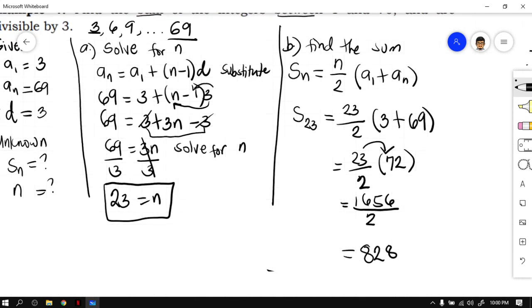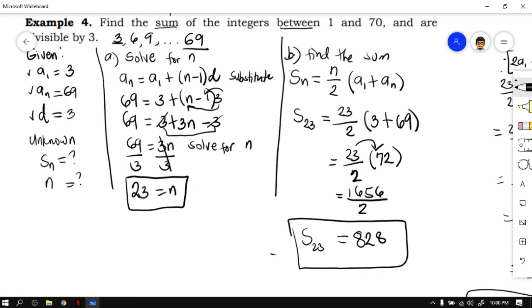So that is 828. Therefore, the sum of the first 23 terms of the sequence between 1 and 70 that are divisible by 3 is 828. So 3 plus 6 plus 9 plus 12 plus 15 plus 18 hanggang plus 69 is 828. This is now example number 4.